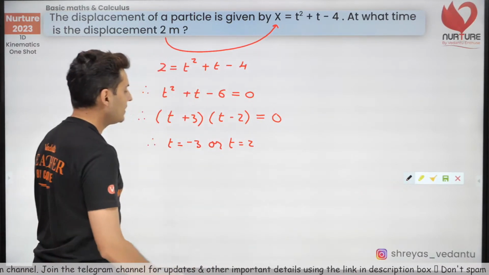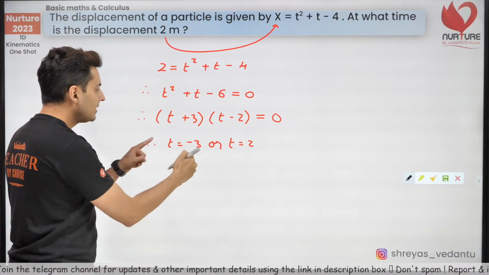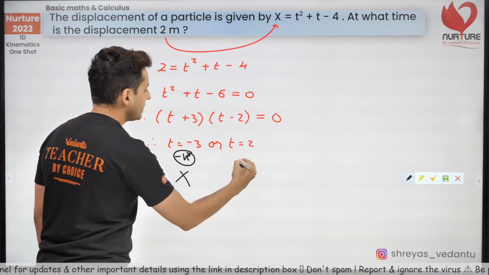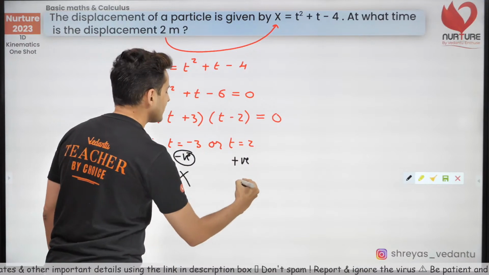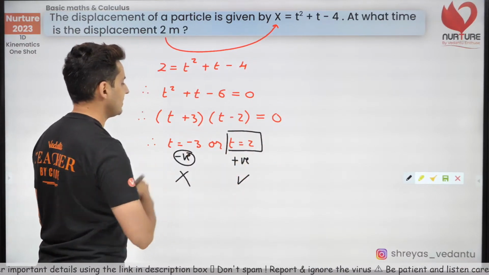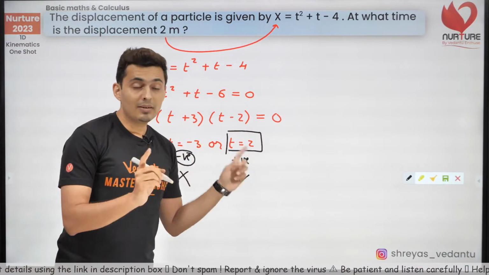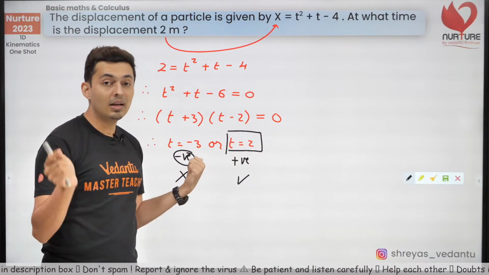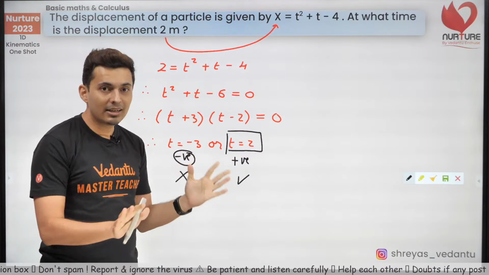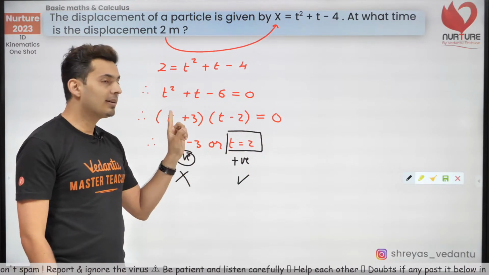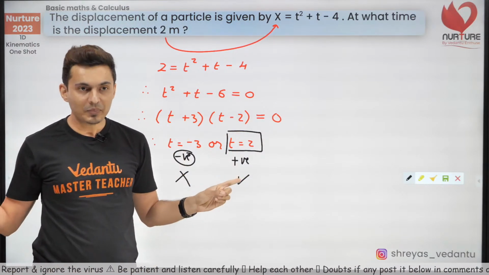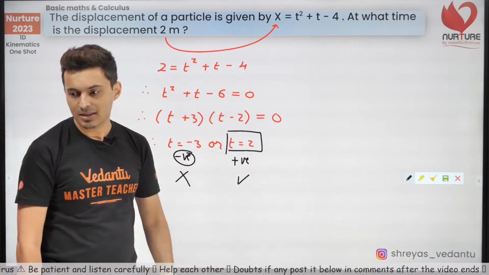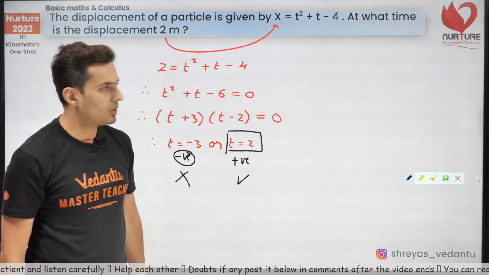Now, out of these two values, one value is invalid. This is a negative number, so this is not valid. This is positive time, so this is valid. This is the final answer. Even if the option says minus 3, do not mark it, because negative time is not feasible. You cannot go back in time. You can only go ahead in time. So the negative root will be ignored in this case. Everybody clear? Very good. Excellent.